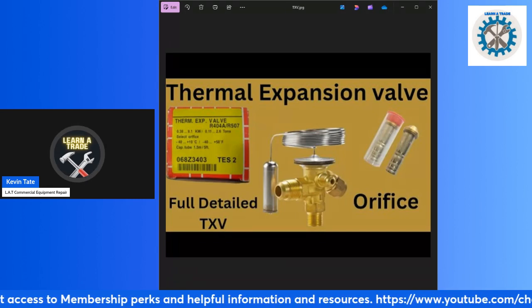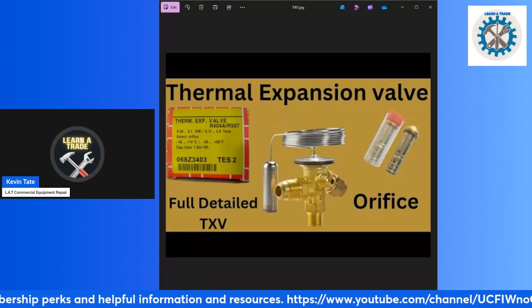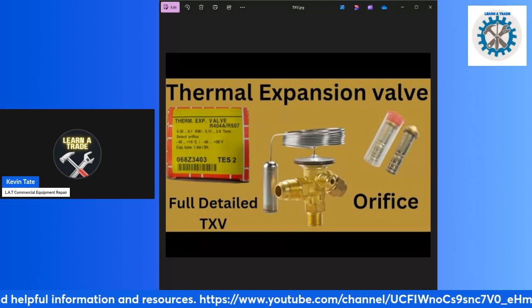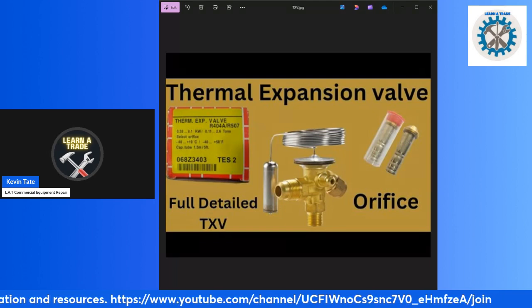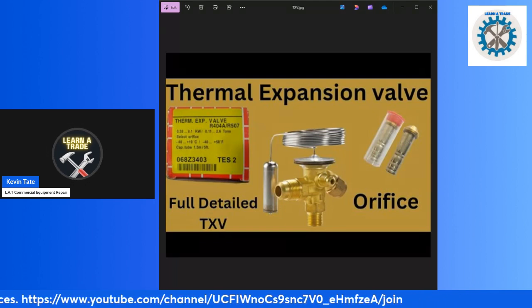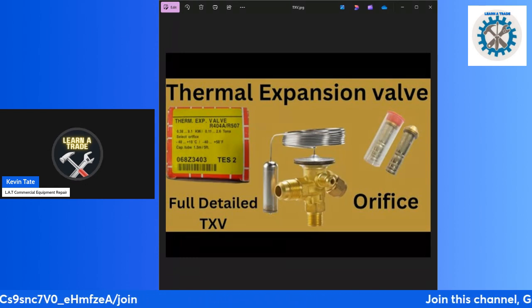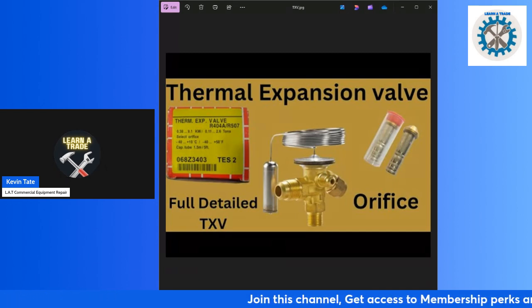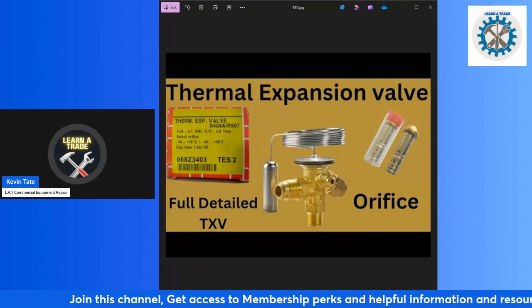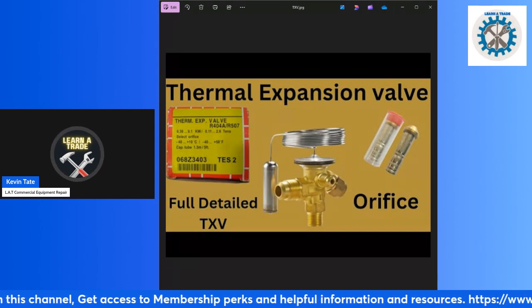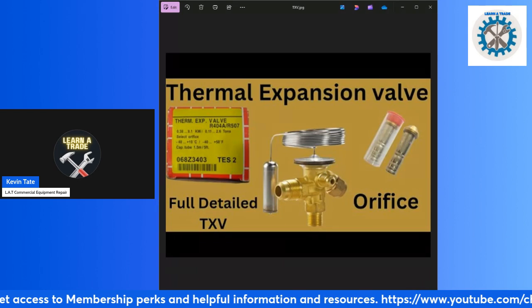Next, calculate the pressure drop across the TXV by subtracting suction, low side pressure, from condensing, high side pressure. Also subtract pressure drop from a distributor if one is used. The difference is pressure drop across the TXV.